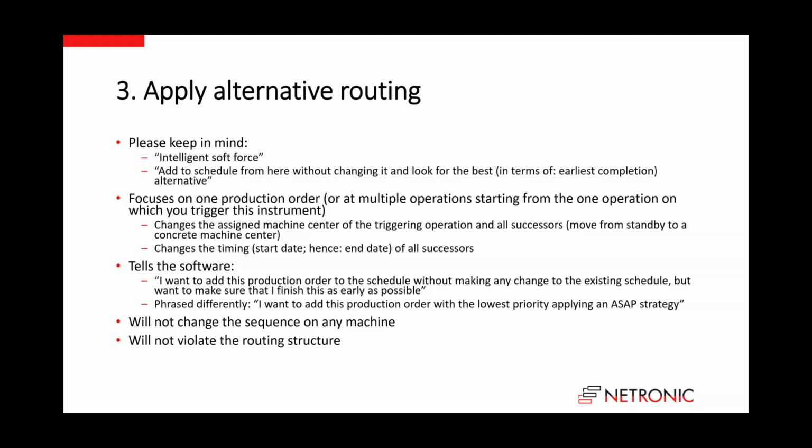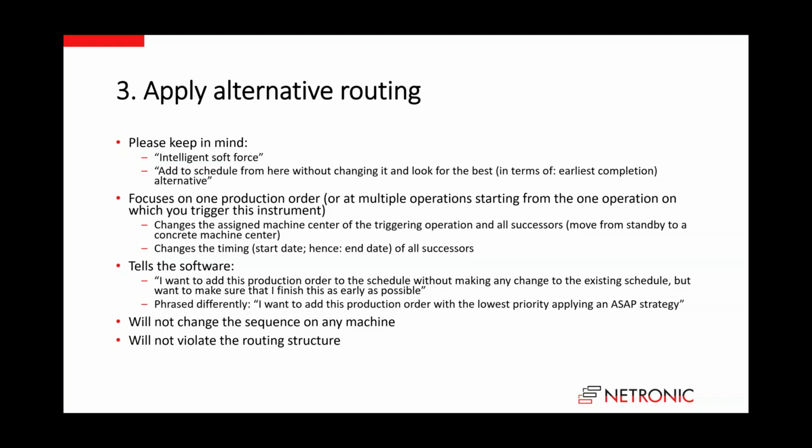And when we say apply alternative routing, we look through all the allowed alternatives in the routing and then add the production order to the schedule at earliest by looking at all these alternatives without impacting the overall schedule.